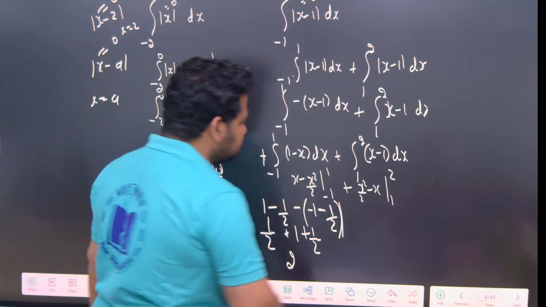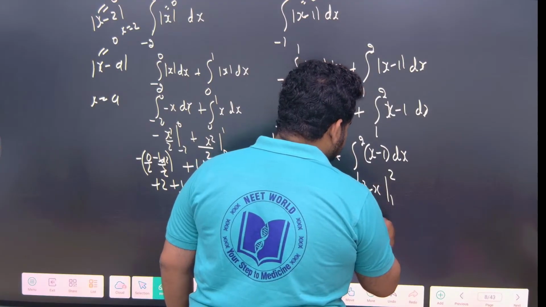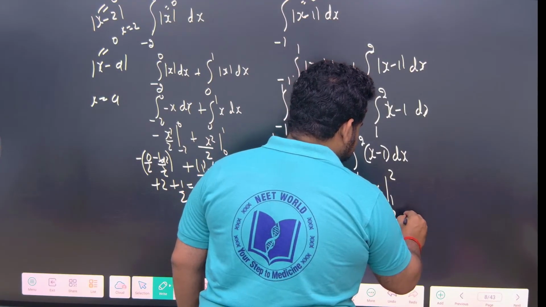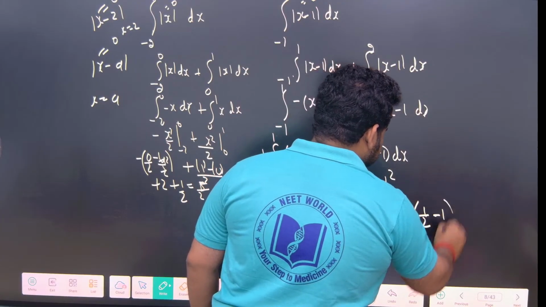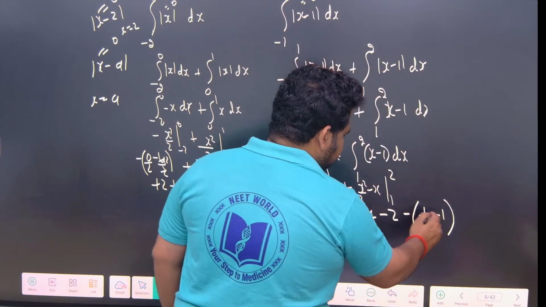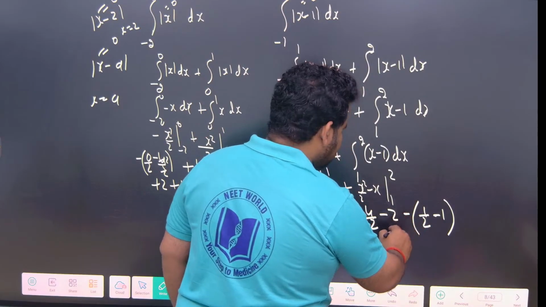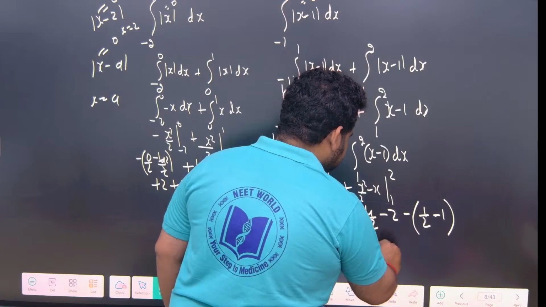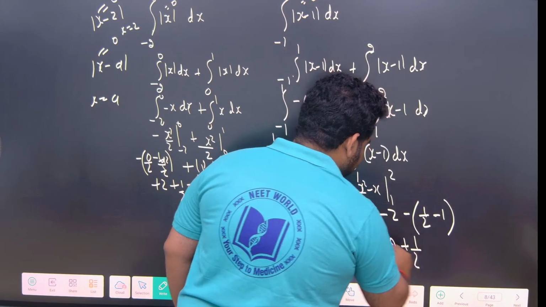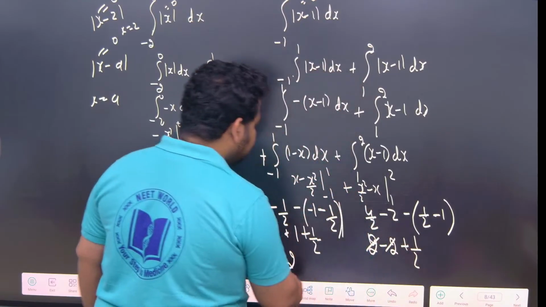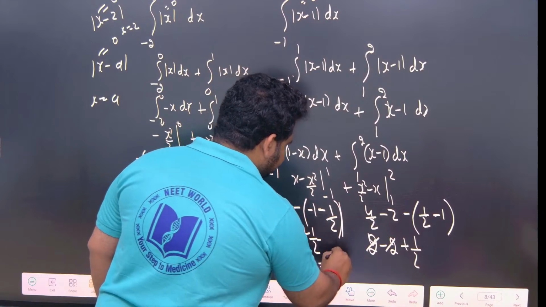Now let us do this. The upper limit is 4 by 2 minus 2, minus, within bracket, 1 by 2 minus 1. Minus half plus half is minus half, and minus into minus is half. So 4 by 2 minus 2 is written, minus, plus half. So plus 2 minus 2 cancel. We will have 2 plus 1 by 2, that is 5 by 2.